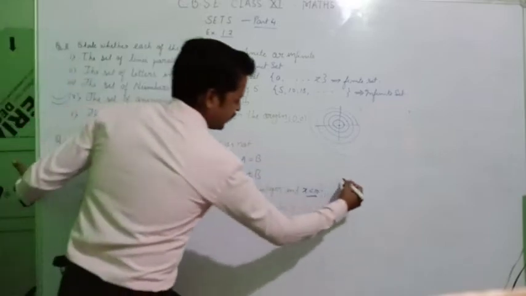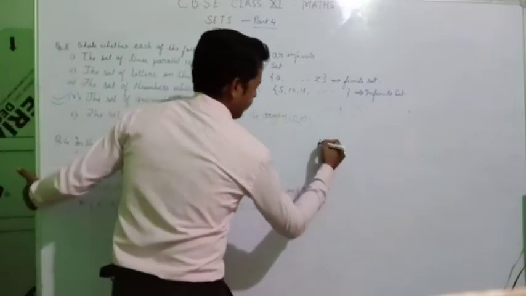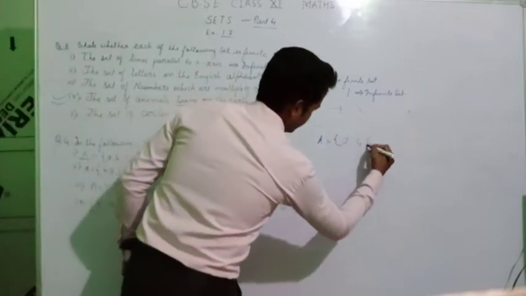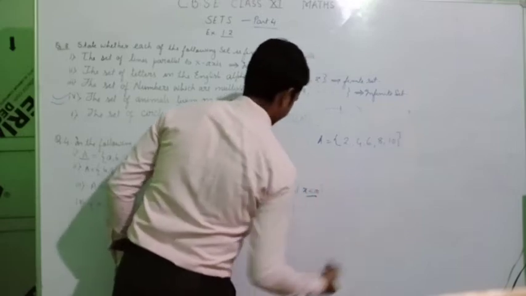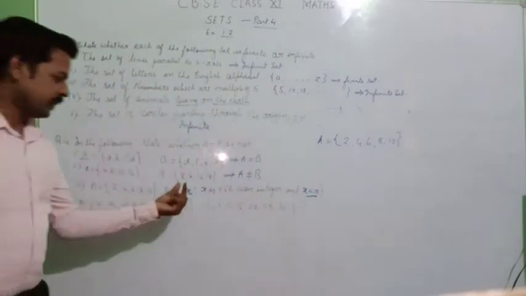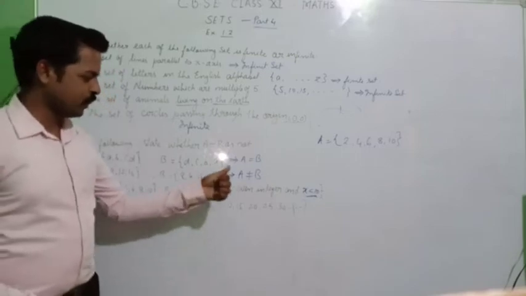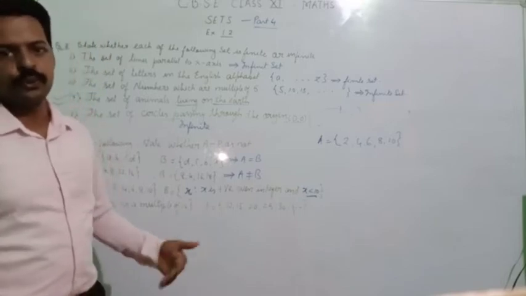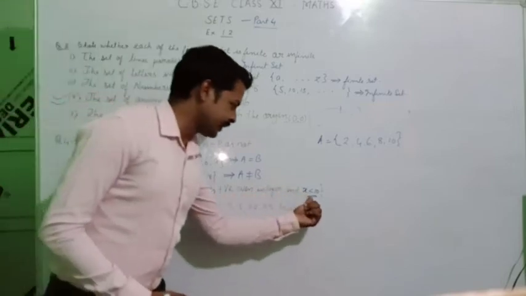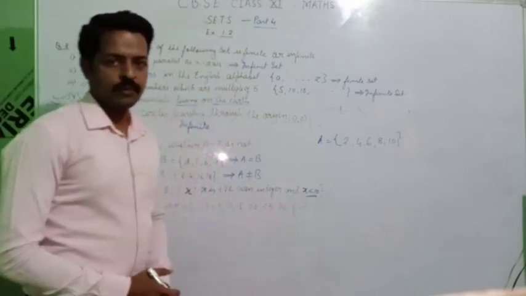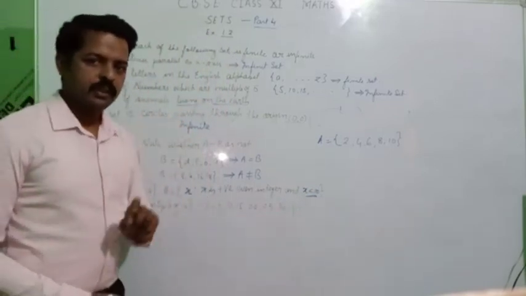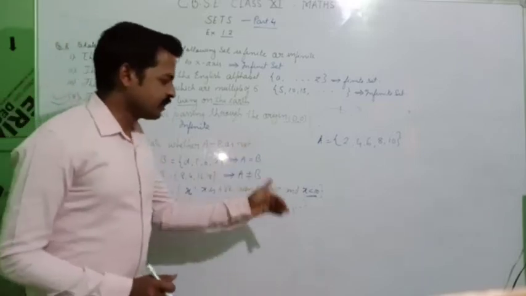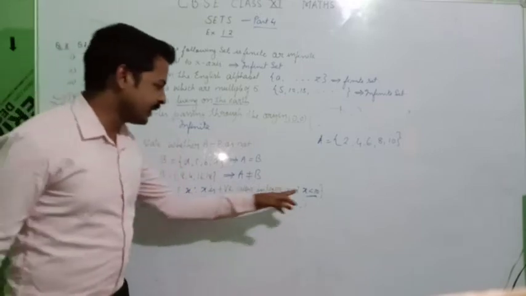Now A is what? Set A is 2, 4, 6, 8, 10. And set B is x such that x is a positive even integer. Now you all know that positive even integers start from 2, 4, 6, 8 and so on. But the condition given is that x must be less than 10. Now you have to think about both. First, x is a positive even number. Second condition, x must be less than 10.